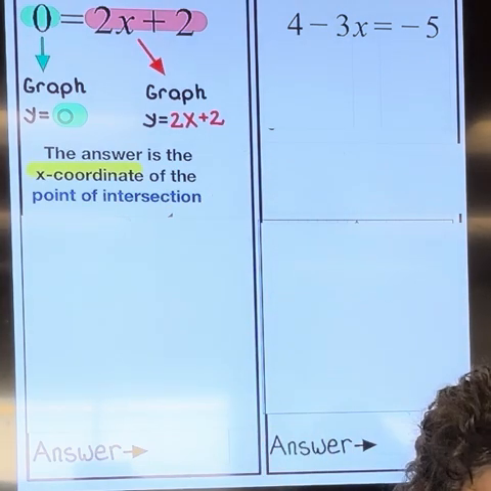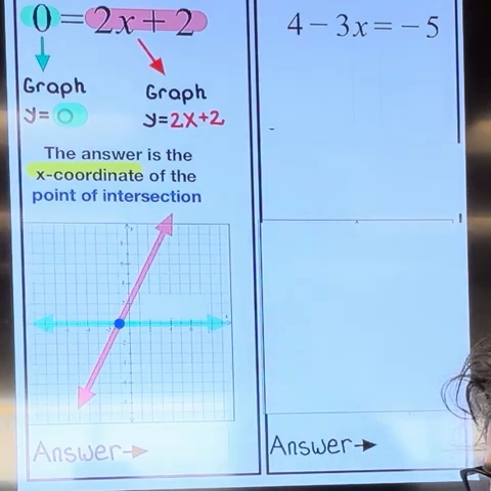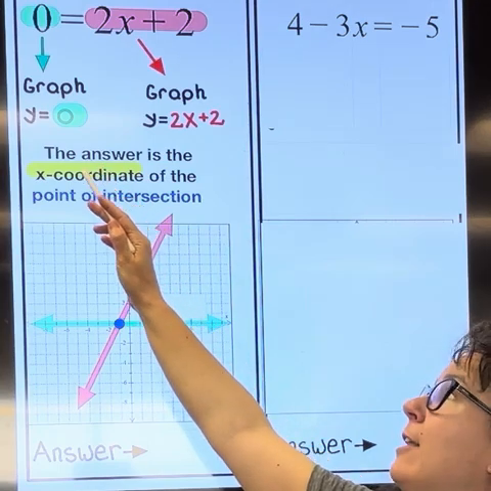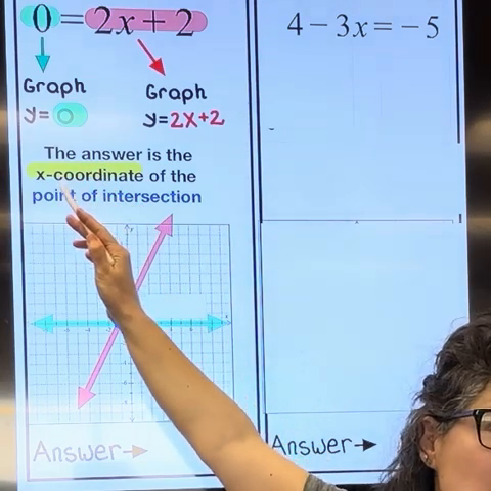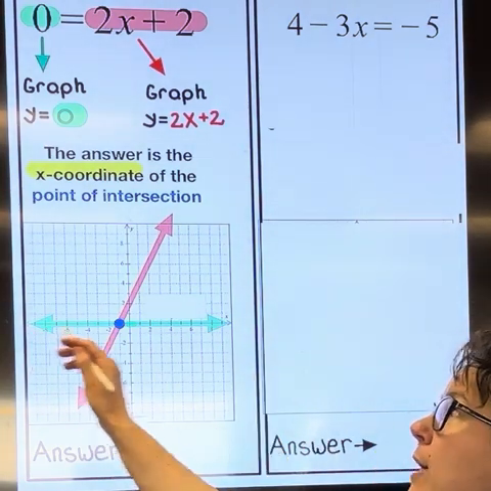the point of intersection. Now this video is not about graphing a line, so I'm not going to spend a ton of time on graphing y equals 0, but it suffices to say if you want to graph y equals 0, that is a line that is slicing through the y-axis at 0. So here's my graph of y equals 0.